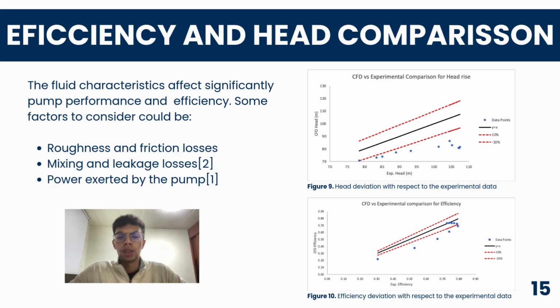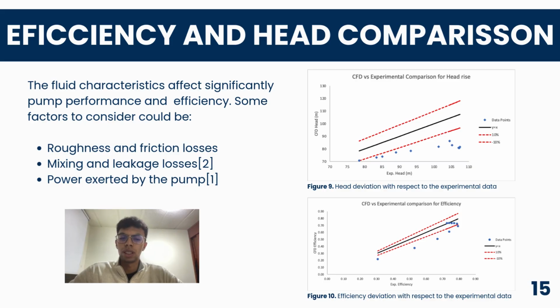Furthermore, the presented figures show a deviation greater than 10% in most data points of the head curve. However, efficiency exhibits a deviation of less than 10%. The lack of accuracy concerning experimental data may be due to the CFD simulation not adequately considering losses caused by roughness or the effects of bolted wall components.